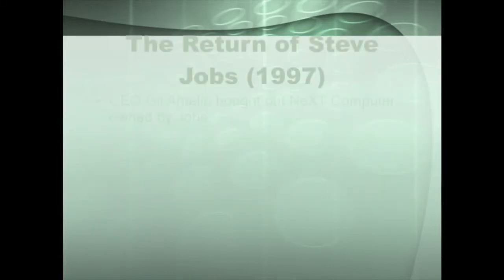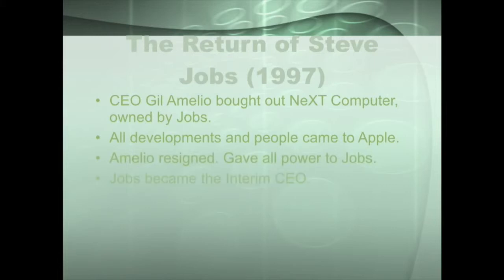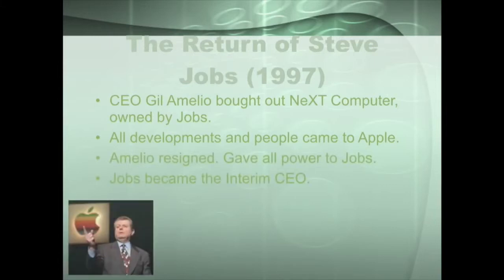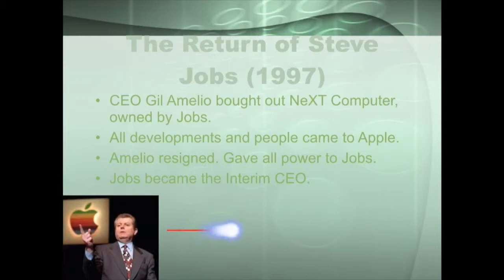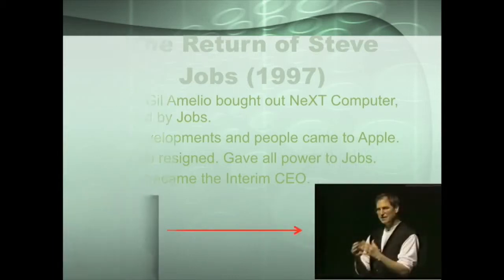The return of Steve Jobs in '97. Again, short sentence. CEO Gil Amelio bought out Next Computer, owned by Jobs. All developments and people came to Apple. Amelio resigned, gave all power to Jobs. Jobs became the interim CEO. Boom, that's all you need. There's Gil, over to Steve. Perfect. You don't need any more than that.